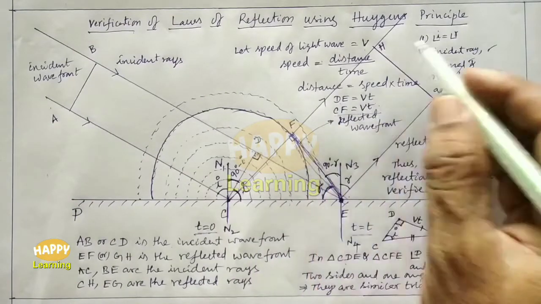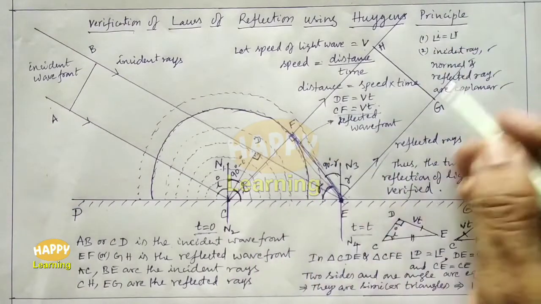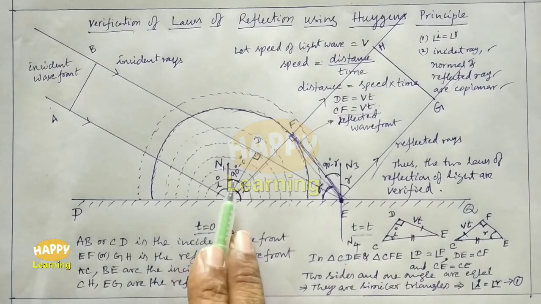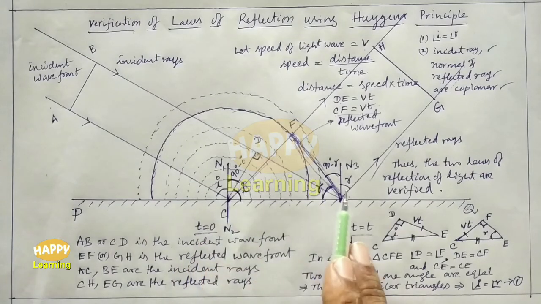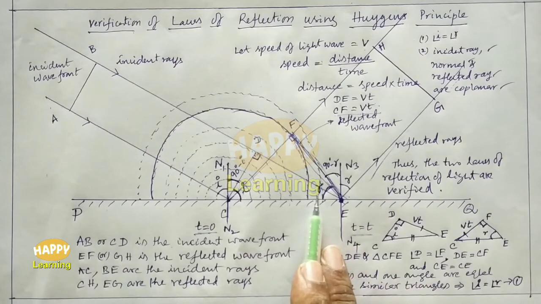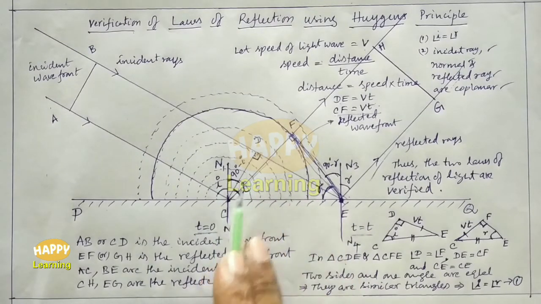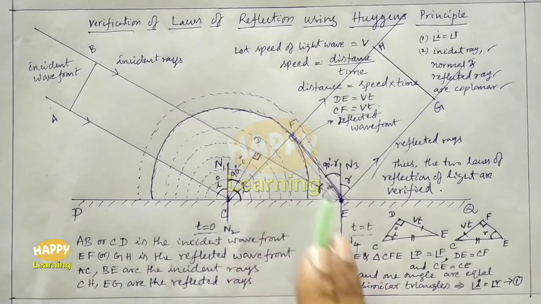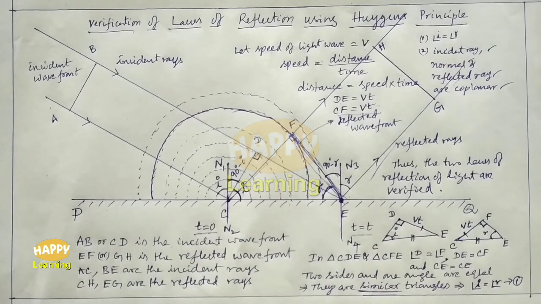Now draw the lines normal to this wavefront, these are the reflected rays. We have taken the angle of incidence as I. If this is I, this becomes 90 minus I, this becomes I. Angle of reflection is R. If this is R, this becomes 90 minus R, and then this is R. So here we got two triangles, CDE and CFE. These two triangles are similar triangles. From the properties of similar triangles, this angle should be this angle. So I is equal to R.